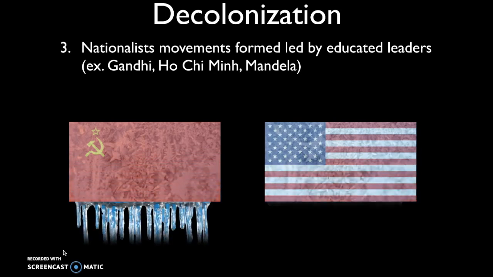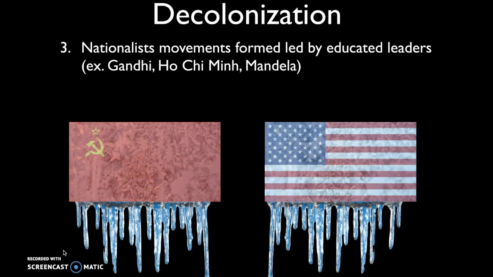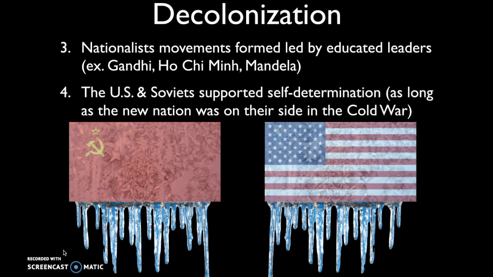A fourth factor that leads to decolonization is the Cold War. This is a period between 1945 and 1991 that, as we said, influenced and touched everything. So ultimately, the Soviets and the United States, who were the global superpowers emerging from the Cold War, were okay with nations achieving their independence. They believed in both cases in self-determination. They advocated for that. However, I put a little asterisk next to it: as long as the new nation was on their side of the ideological struggle that was the Cold War.